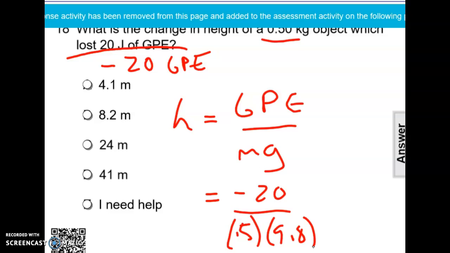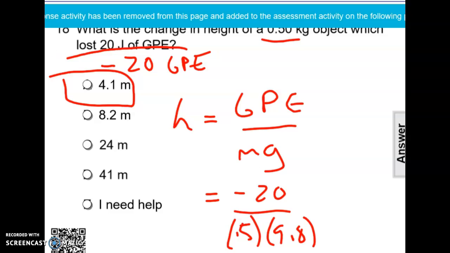Excuse my calculation right there. The answer I get is about 4.08, which rounds to 4.1 meters right there. So if we lost energy, the big question will be, did it increase or decrease its height? And the only way, keeping the mass the same, that I can lose energy is to decrease my height.